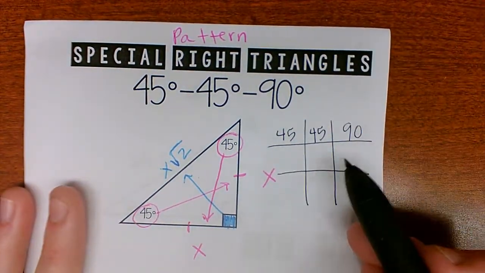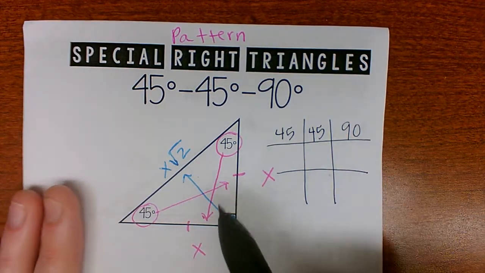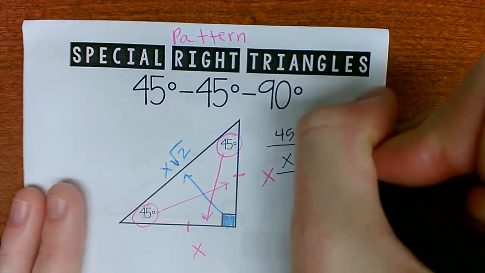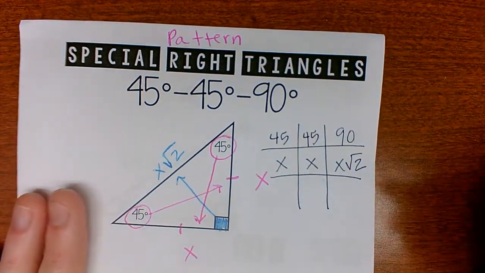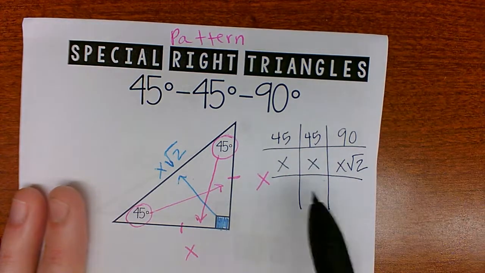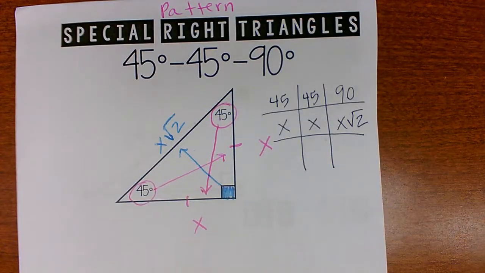And I'm going to write my 45, 45, 90, and then I'm going to follow it with my pattern here. So across from my 45s are the x, and across from 90 is x square root of 2. Okay, and we'll do examples in a second where we would plug in values there, but that is just kind of our pattern and how we would solve.